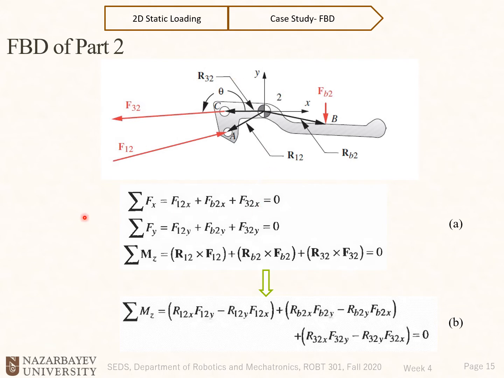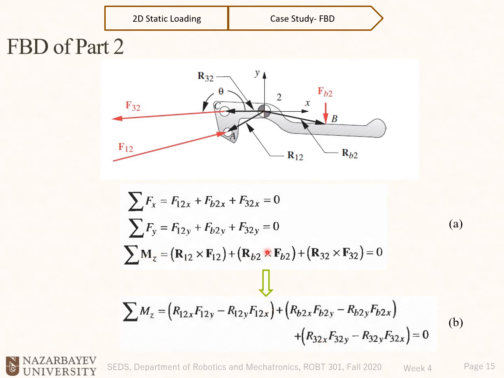As we assume we have a static case, then we could write static equilibrium equations: sigma Fx equal to 0, sigma Fy equal to 0, and sigma Mz equal to 0. And you see this is the moment around the center of gravity. For example, for F12, the moment is equal to R multiplied by force, so R12 multiplied by F12, and this one is vector multiplication. If we sum up all these moments, then we'll have the total moment around the center of gravity.